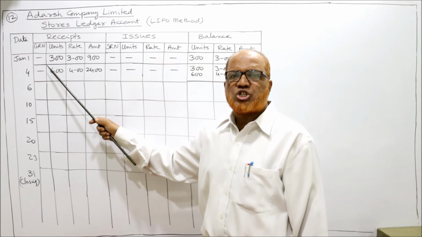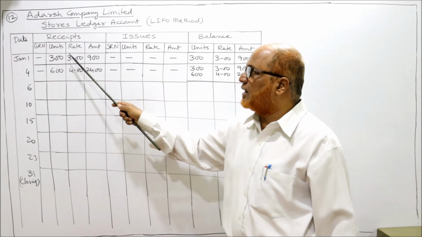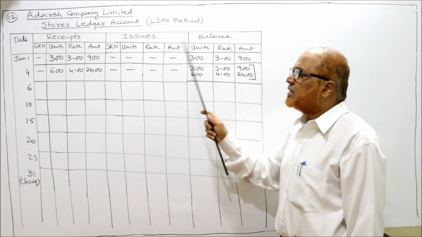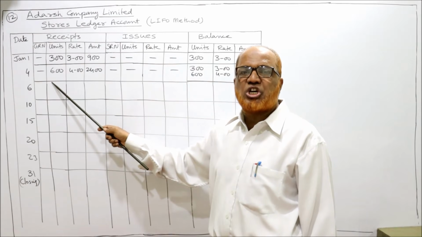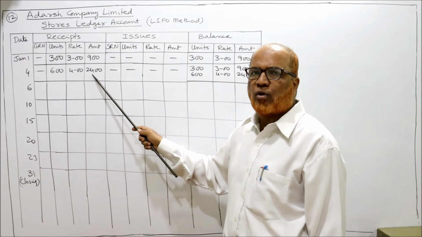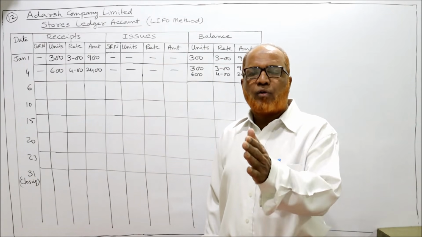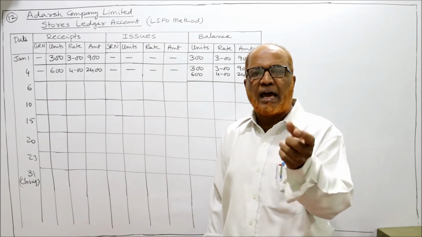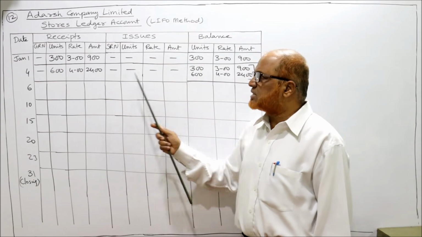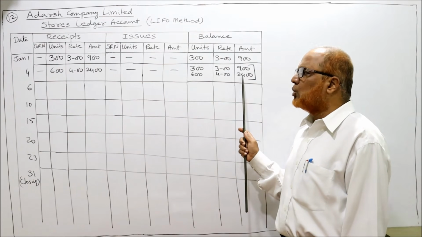1st January, there is a purchase of 300 units at 3 rupees each. So in the receipts column, I have taken 300 units, 3 rupees, 900. And the same thing I have taken in balance, 300, 3 rupees, 900. Then 4th January, again there is a purchase of 600 units at 4 rupees. So 600 units, 4 rupees, 2400. The same thing I have taken in the balance. In the balance, in FIFO and LIFO methods, we have to keep every lot separately. The first lot was 300 units and the second lot purchased is 600. So 300 units, 3 rupees, 900, second lot 600, 4 rupees, 2400.